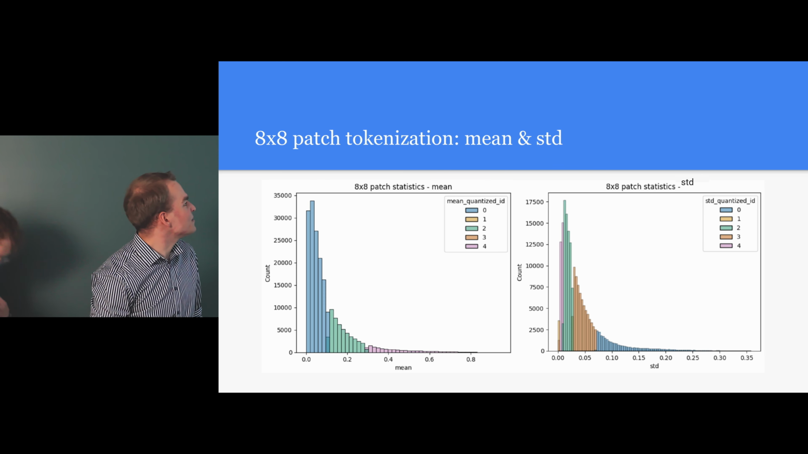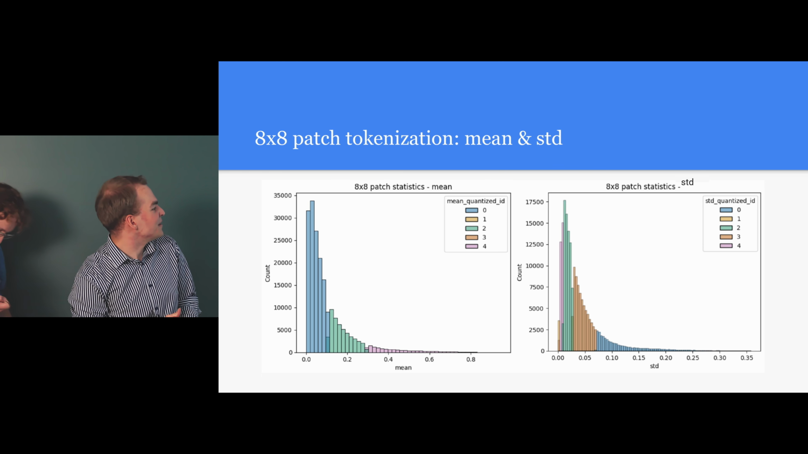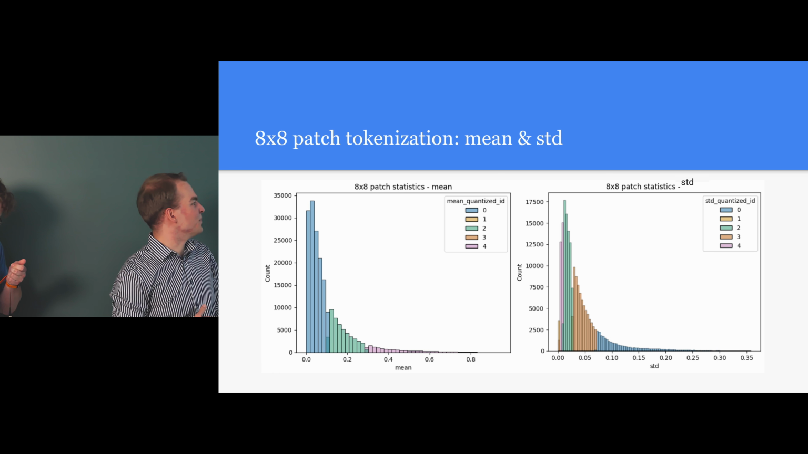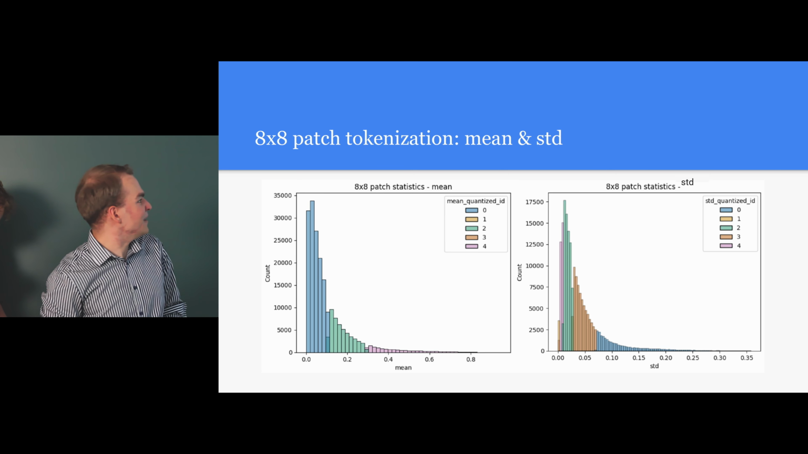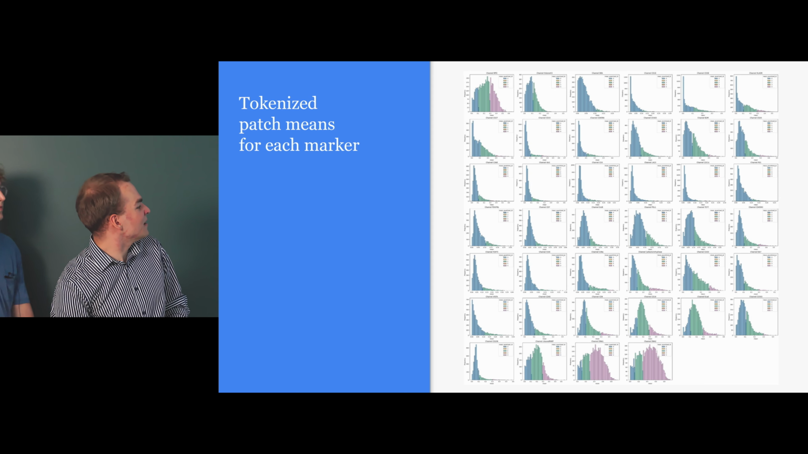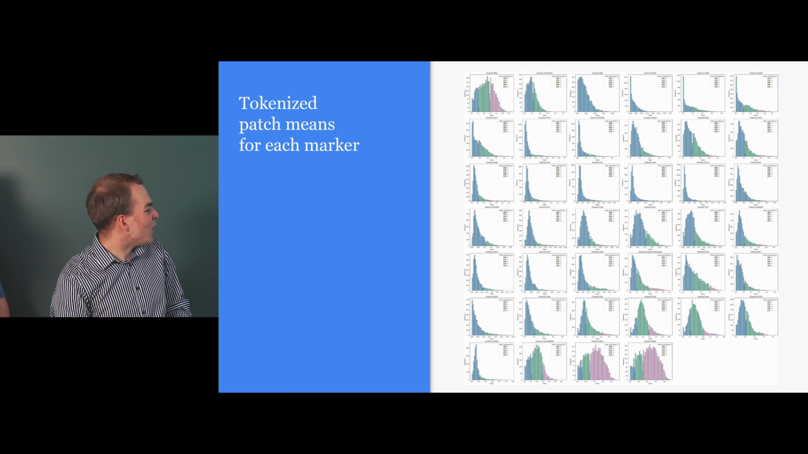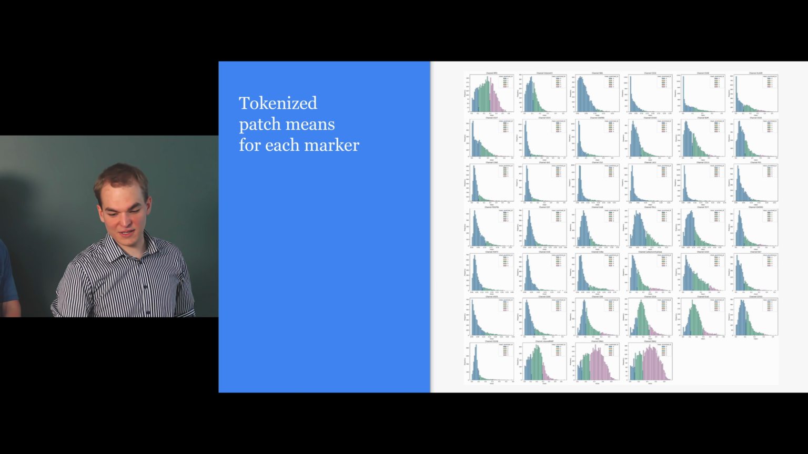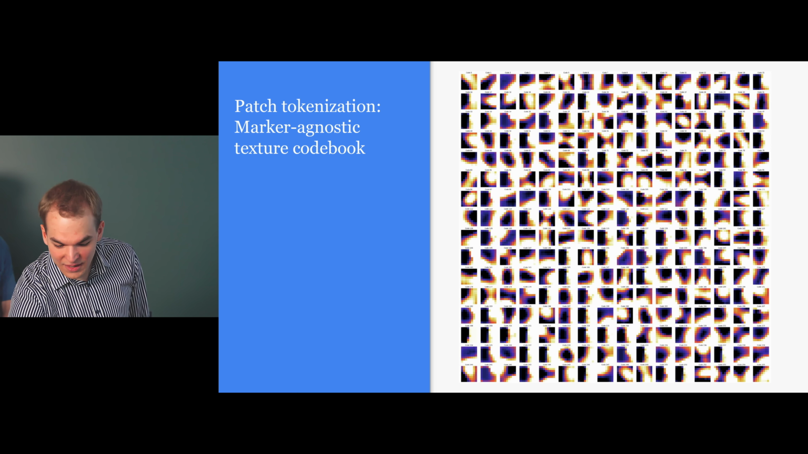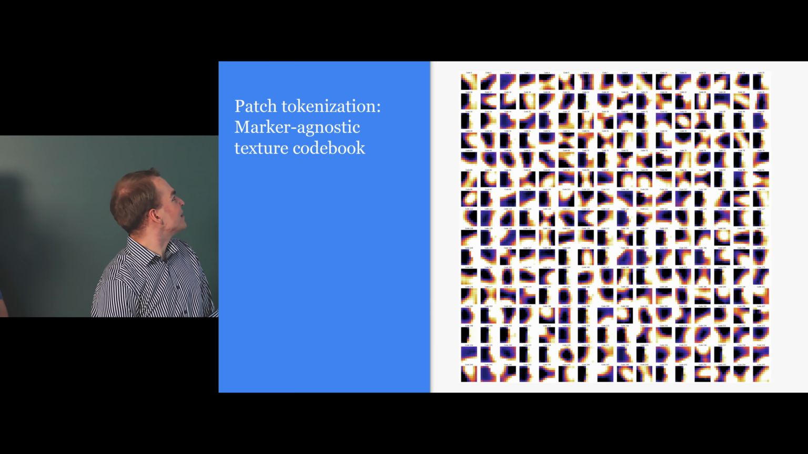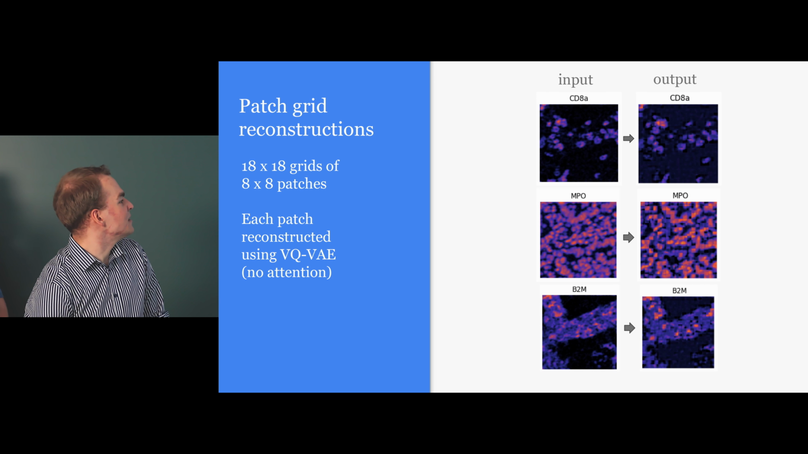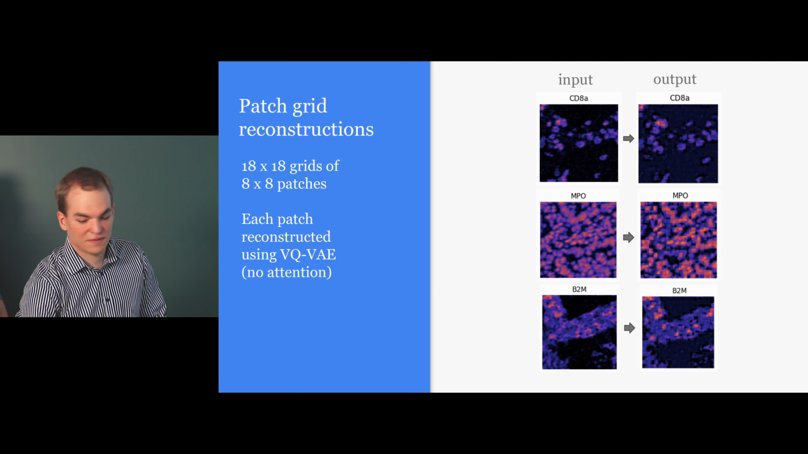Okay. So for the tokens, first of all, you can see that the patches have a very skewed distribution of means and STDs. And also here you can see the quantized, the tokenized statistics. So we have mean and STD split into a few components. Per channel, it also varies significantly. Some channels have quite wide distributions, while others are very dark, basically. The same for STD. Here is the texture codebook, the marker-agnostic one. And here we can see some reconstructions of the grids via just the VQVAE.